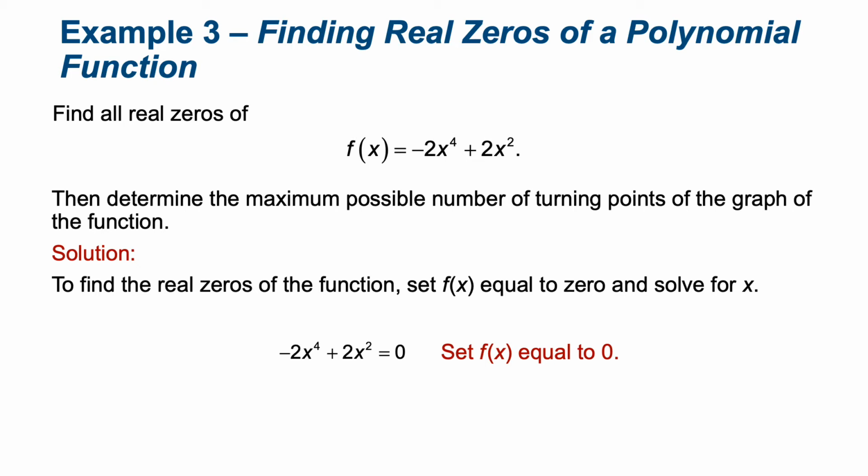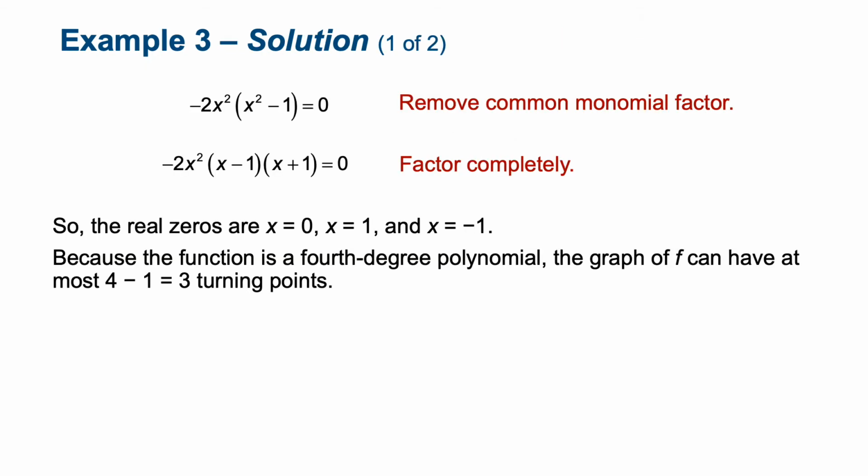What can we do? We can factor, yeah? So we factor the greatest common factor. So let's say we take out a negative 2x squared. That gives us x squared minus 1 is equal to 0. But of course, we know by now x squared minus 1 is a difference of squares. And if we factor that, we get negative 2x squared, x minus 1, x plus 1. So you have the zeros 0, 1, and negative 1. So also, because the function is a 4th degree polynomial, the graph of f can have at most 4 minus 1, which is 3 turning points.